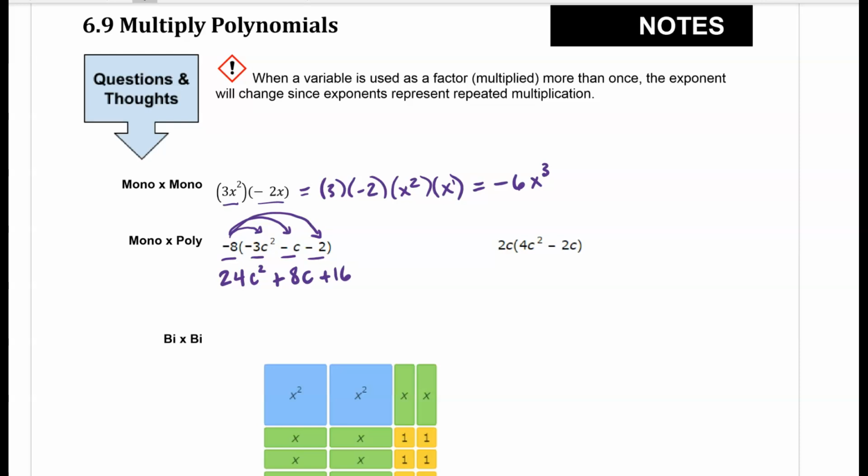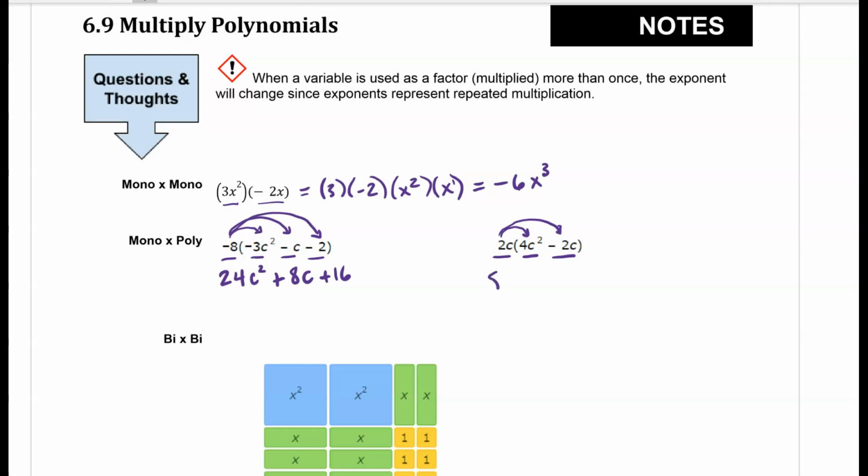In the next example, we have a monomial, this time with 2 factors. 2c is still a monomial because it's one term. And it is multiplied by a group that has 2 terms in it, 1, 2, so this is a binomial. We're going to multiply the 2c times the first term, and then we're going to multiply the monomial times the second term. 2c times 4c squared, multiply the numbers first.